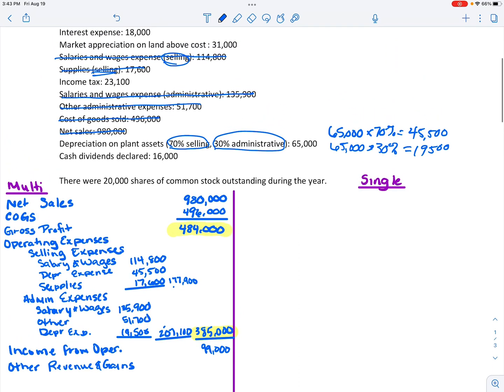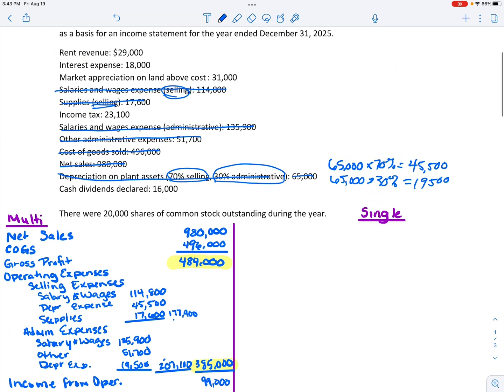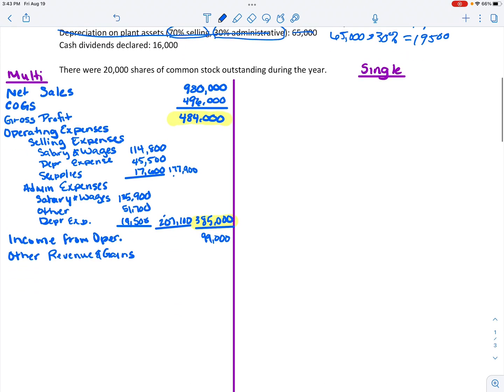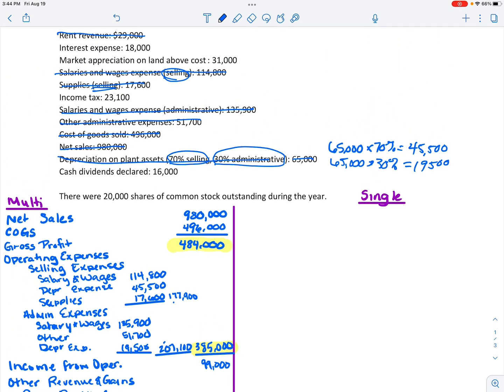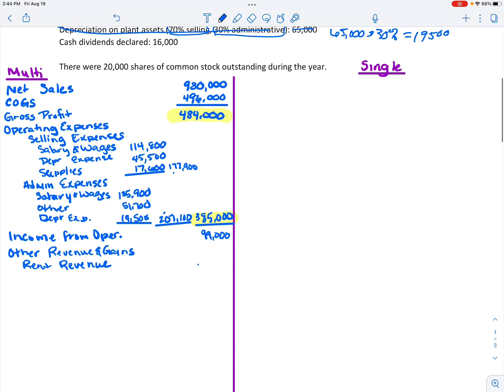And you know you're not done because you haven't crossed off everything yet, right? So I know I have my other revenue and gains. We'll start with that rent revenue I just saw. So this isn't business related rent revenue. I'm not in that industry. I think that was 29,000. I'll pull that in. That's all the revenue I have, so I'll add that up to equal 128.